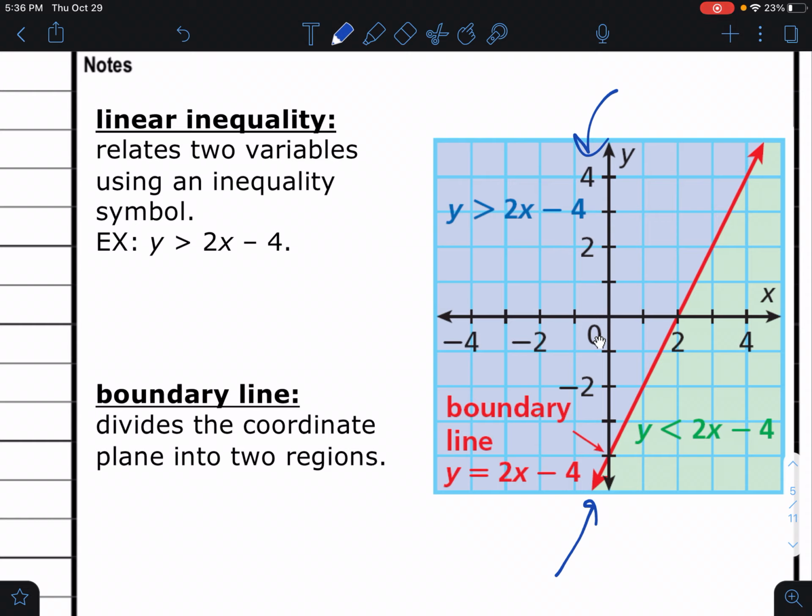Now, if it was greater than or equal to, then we'd want that red line included, because this is where that boundary line, notice where right here, this is where the line y equals 2x minus 4. So if we have y is greater than or equal to, then we want to include that red line, okay? So that's called a boundary line. It cuts it into two regions.